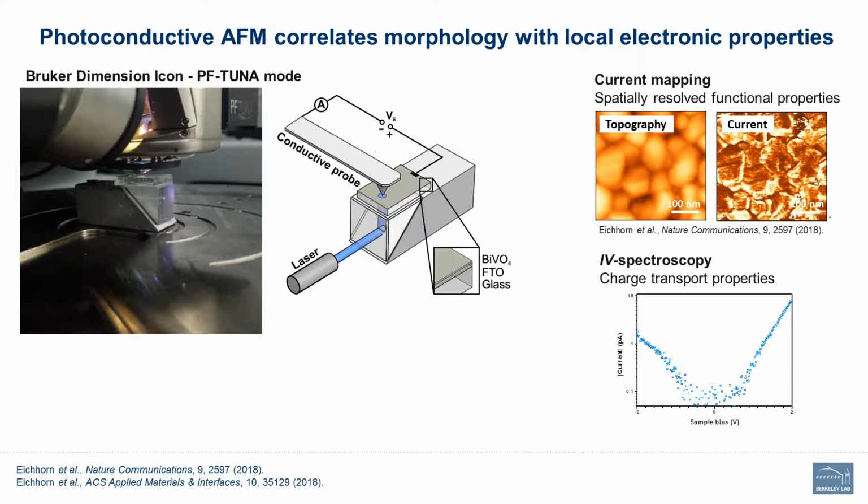One is the so-called current mapping mode, where the cantilever is scanned across the surface and a constant bias is applied to the FTO back contact. This kind of measurement enables us to correlate distinct topographic features to their photoconductivity. Furthermore, it allows us to perform IV spectroscopy. Thereby, the cantilever is kept at a fixed position and the voltage is ramped. This kind of measurement provides insights into the underlying charge transport in the BiVO4 films.